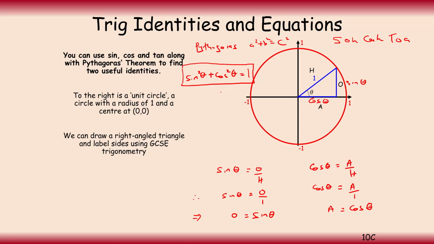So you can write that down. Hit pause, copy that down. When you're ready, hit play again. And we're going to look at that second identity.